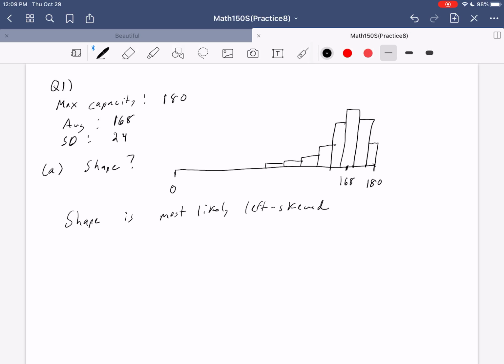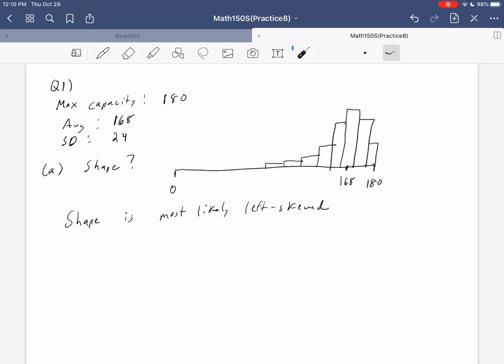And again, the real logic behind this is that there's just no room to the right for a long tail. So the shape of the population is most likely left skewed. So in other words, this population has an average of 168, a standard deviation of 24, and a shape that is most likely left skewed. Now, that means that working with the population is very difficult for us because, as we've seen in this class, we mostly like to work with normally distributed populations. So the fact that the shape is mostly left skewed really limits the amount of analysis that we can do.